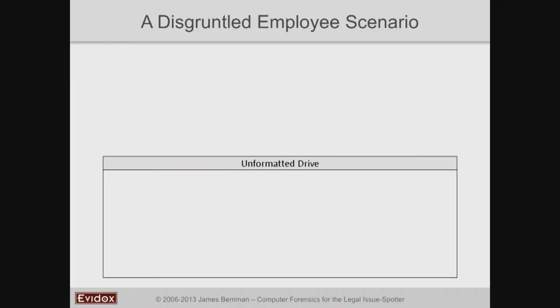So that's the division. With active file e-discovery, we care what's in the documents. With forensic e-discovery, we care what the person did. So here's our disgruntled employee scenario. Let's say that they have a memory key that's been formatted.